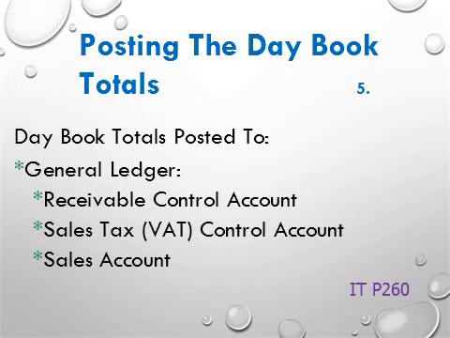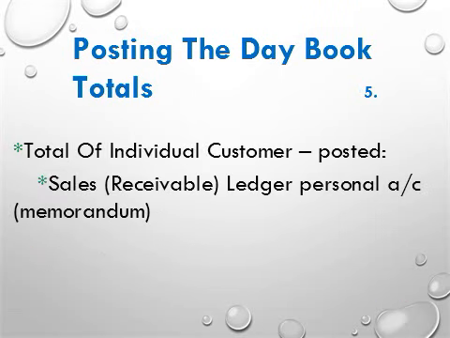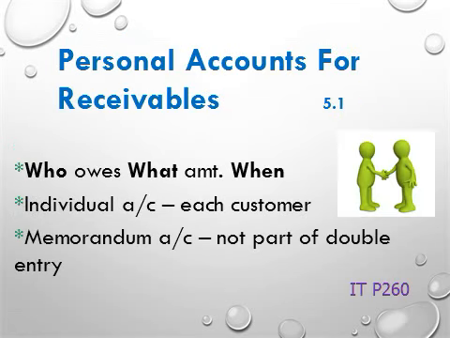5. The daybook totals are posted to the receivable control account, the sales tax, VAT, control account, and the sales account. The totals of individual customers are posted to their sales receivable ledger personal accounts, which are kept as memorandum accounts. In order for a business to track down all unpaid invoices, it needs to know who owes what amount, when. So personal accounts are made in the receivables ledger. These are individual accounts for each customer. These accounts are memorandum accounts, which means that they do not form part of the double entry system.